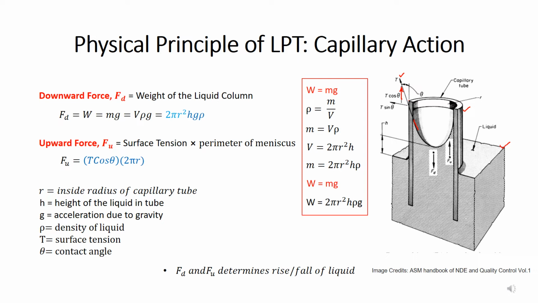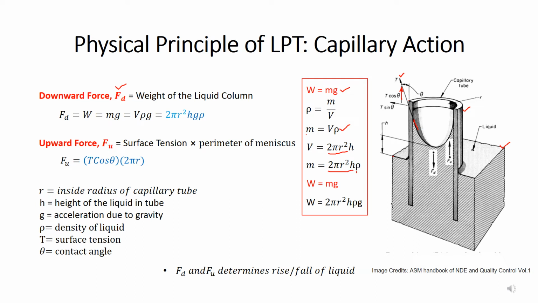First we will see the downward force. The downward force is just the force due to the weight of the liquid. The weight of the liquid we can express as mg, and m we can express in terms of density: m is the product of volume and rho, which is density. The volume of this cylindrical tube is 2 pi r square h, where h is the distance from the top surface up to the meniscus level. So m is the product of the volume 2 pi r square h and density rho.